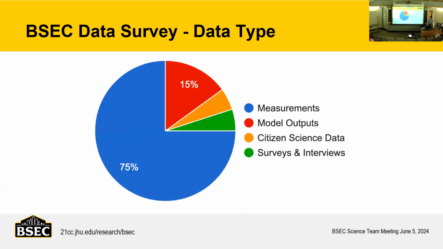The one that falls into that category, the surveys and interviews, I'm pretty sure that's the Baltimore area survey, and that's the only one that represents this portion of the pie chart, the green portion. Did I address your question? Because we only had one entry, so it's hard to tell.